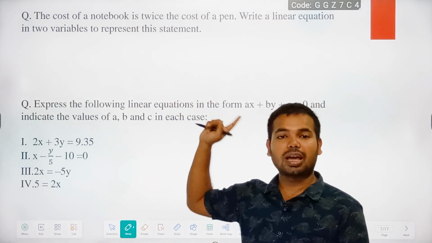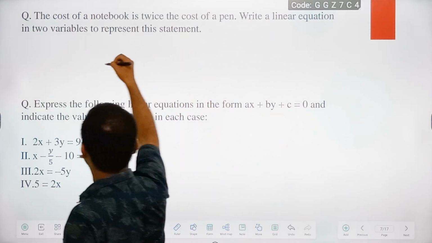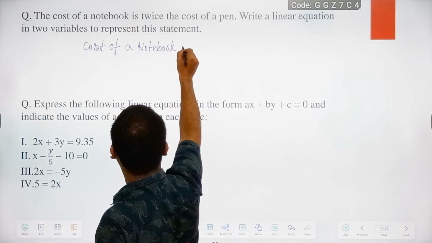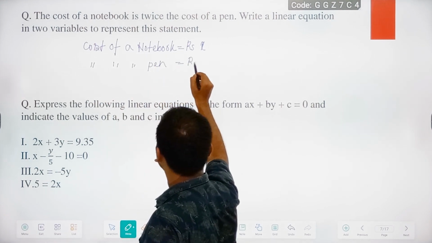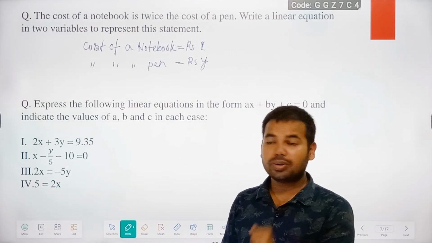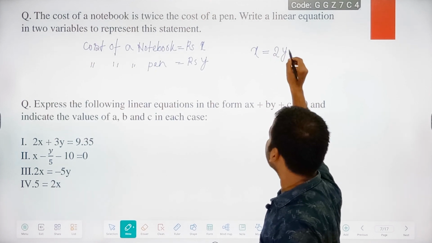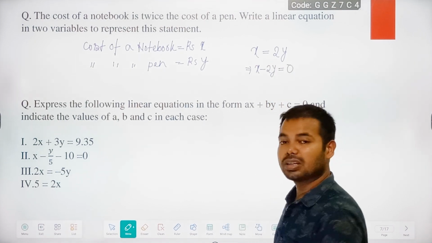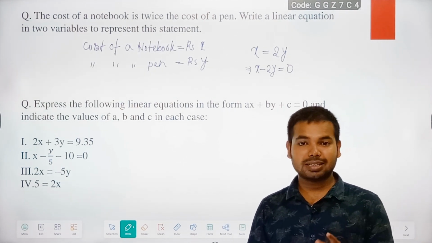Here the cost of the notebook and the cost of the pen are uncertain, so we can take them as variables. Suppose the cost of a notebook be rupees x and the cost of a pen be rupees y. Now what is given? It is given that the cost of a notebook is twice the cost of a pen. This implies the cost of notebook is equal to twice the cost of a pen. So this can be written as x minus 2y is equal to 0. This is of the form ax plus by plus c equal to 0. What is a here? a is the number multiplied with x, that is equal to 1.